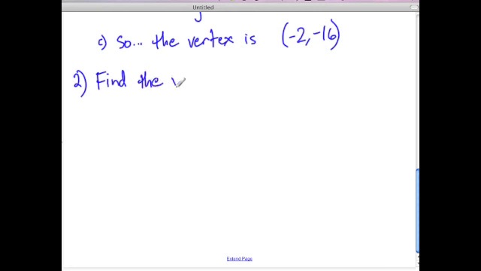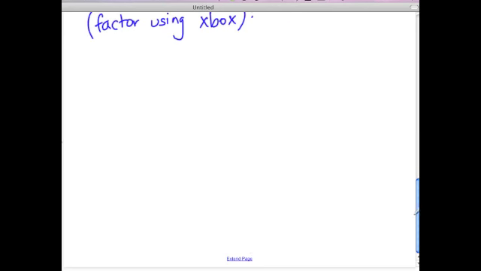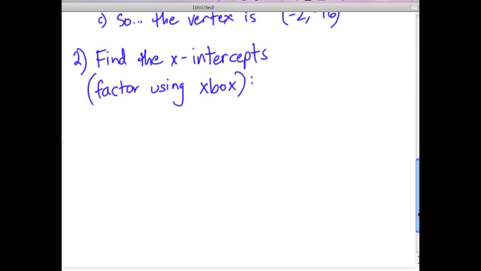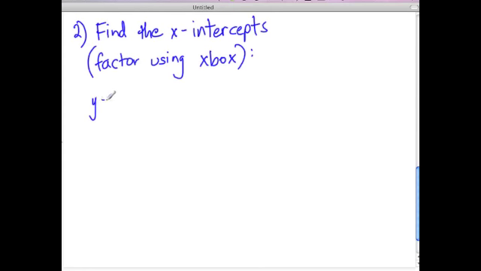And so the next thing that we're able to do is find the x-intercepts. And if you remember from earlier, the x-intercepts are the place where the graph crosses the x-axis. And the way that we find the x-intercepts is by factoring using Xbox. So yeah, there's a reason why we've been factoring using Xbox. It's so that we can sketch our graph.